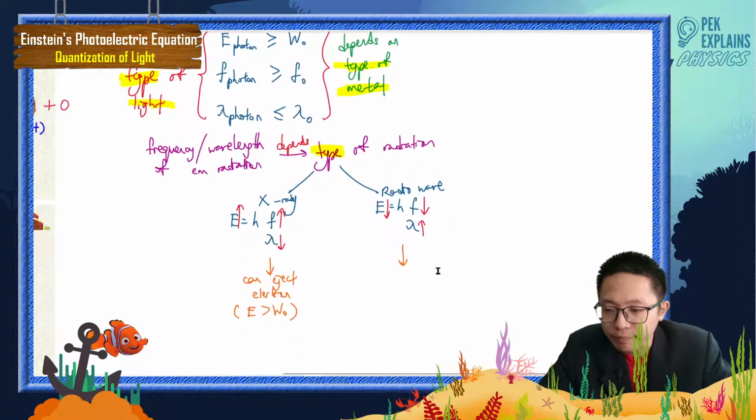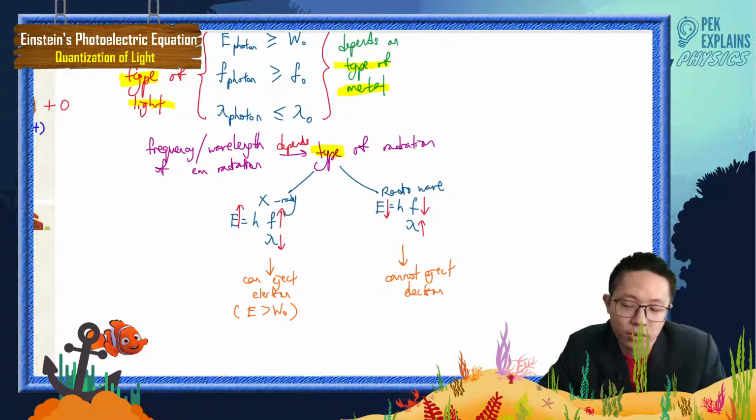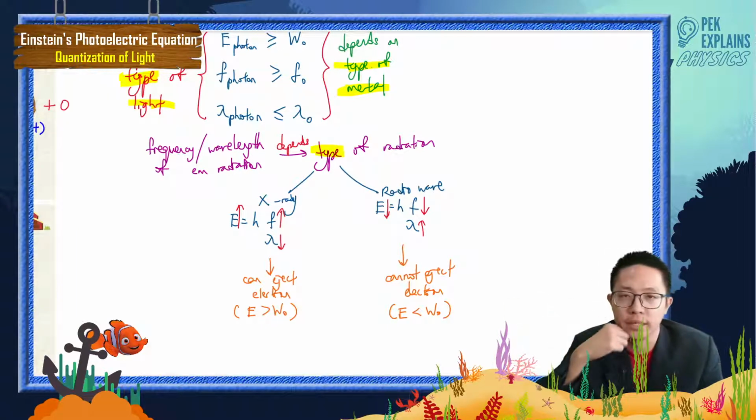So like this radio wave has very low energy. Not surprising, since it has very low energy, normally it cannot eject electrons. Normally, I'm not saying always. It will be less than the work function, so it cannot eject the electron.